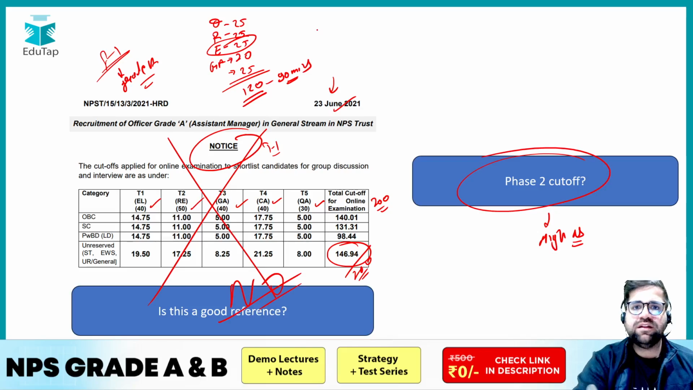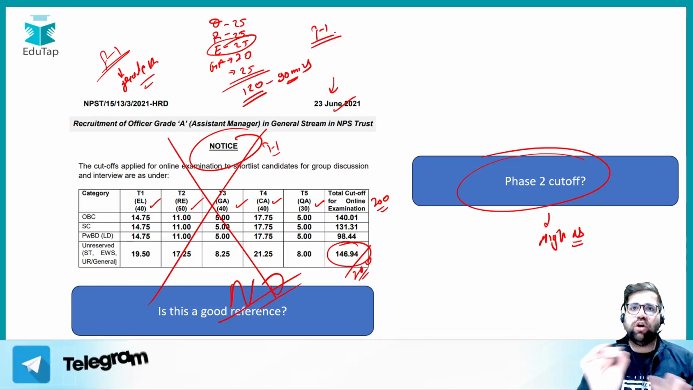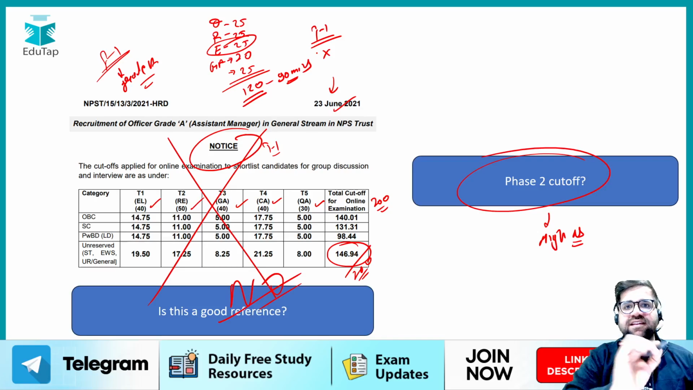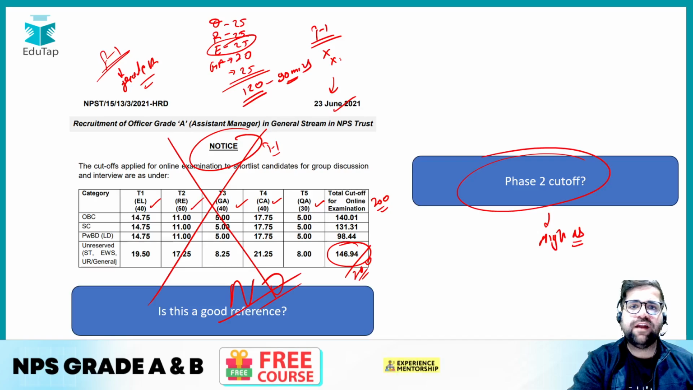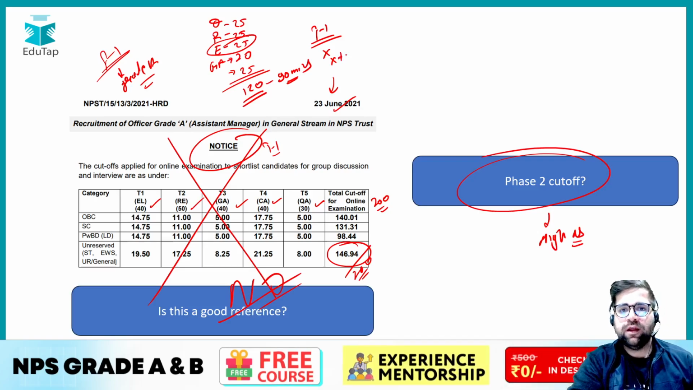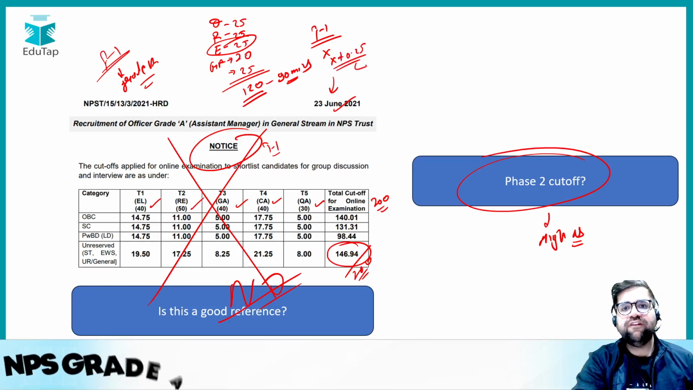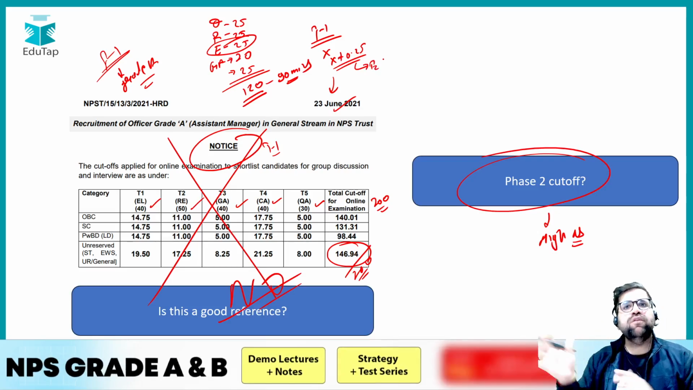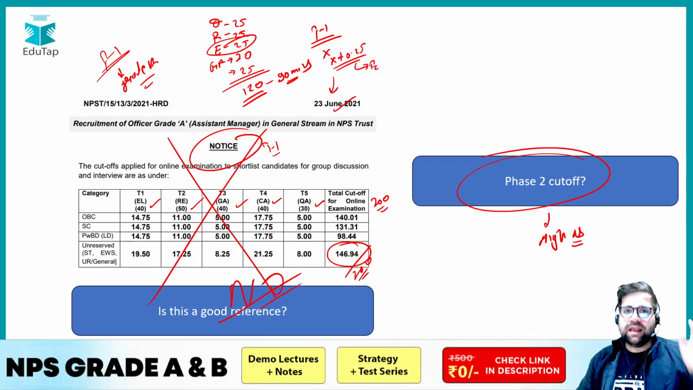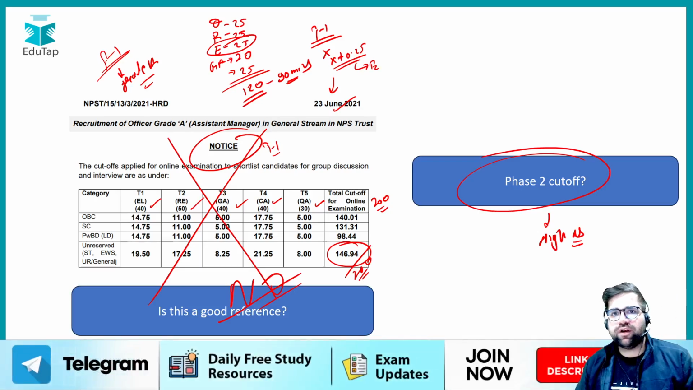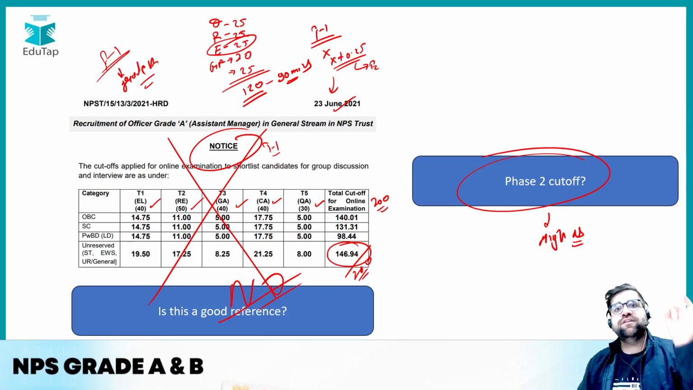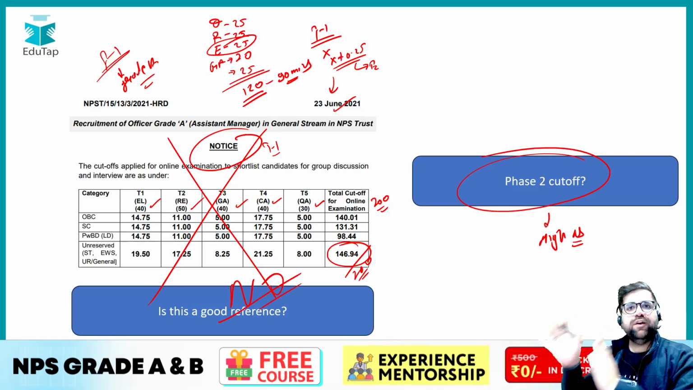In phase 1, the paper is just qualifying. Qualifying basically means, if X is the cutoff, even if I would have got X plus 0.25, I will move ahead to phase 2. In phase 1, the margin at which you clear the cutoff is not important. The only thing is that you just need to clear the cutoff. आपको सिर्फ cutoff clear करना है, you will move ahead to phase 2.